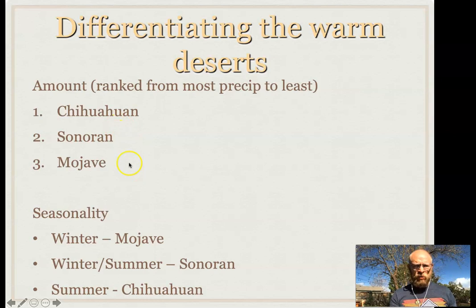So here's just a summary of that. Here's a ranking of the amount. I want you to remember and know the ranking. You don't have to remember the absolute values, but remember Chihuahuan's the wettest, Mojave's the driest. And then here's the seasonality. Chihuahuan Desert gets summer precip, Mojave gets winter, and Sonoran's intermediate.